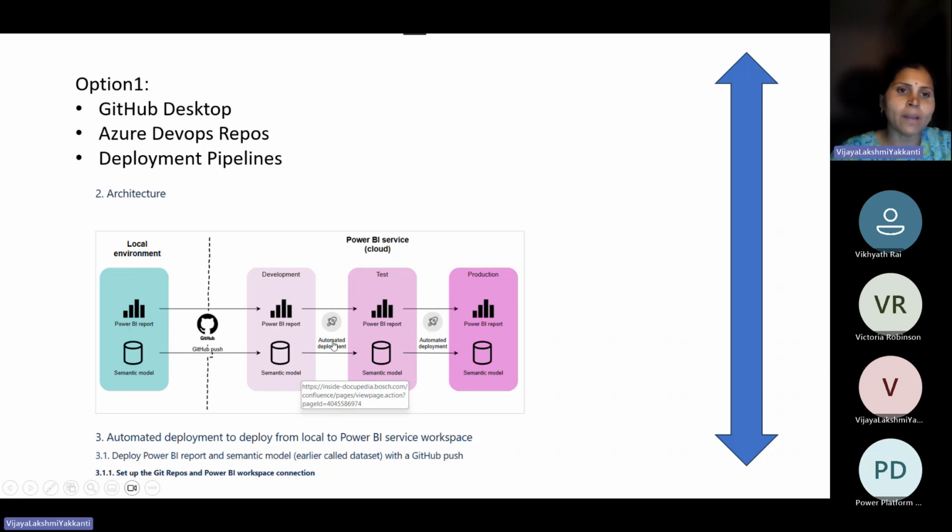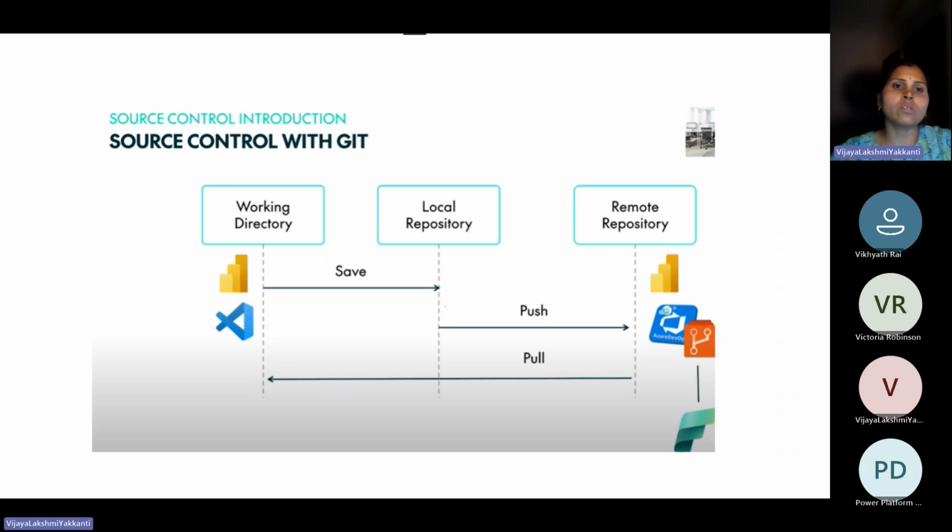So how the deployment pipeline is going to work: once the reports are available in the development workspace, we select which reports or semantic models we want to deploy to the quality workspace and then the production workspace. This is how the deployment pipeline will carry the reports, semantic models and all the relevant items from one workspace to the other, like quality and then production. Now, this is source control with Git.